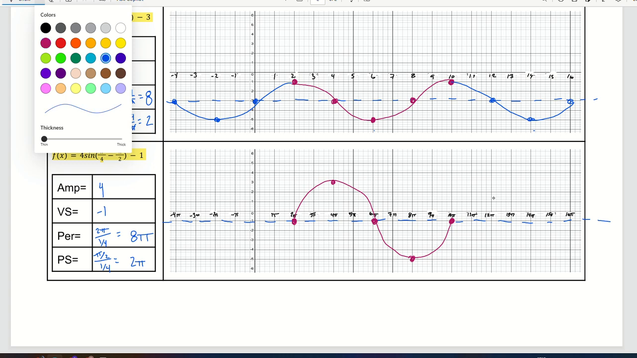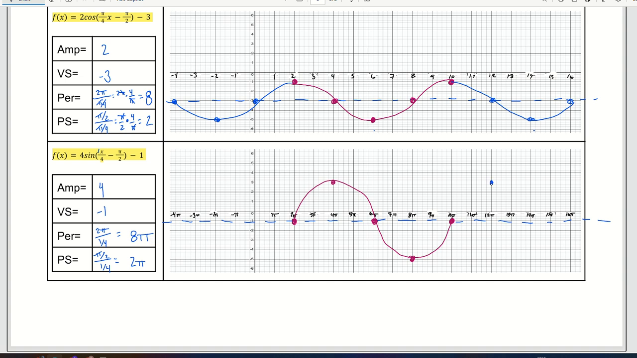We're just going to continue the pattern. We can't go a full period, but every 2 pi is something going on. So we're going to have a peak right there. We'll have a midline crossing right there. We'll have a trough right there. Trough, midline, peak. And there we go. Let me know if you have any questions.